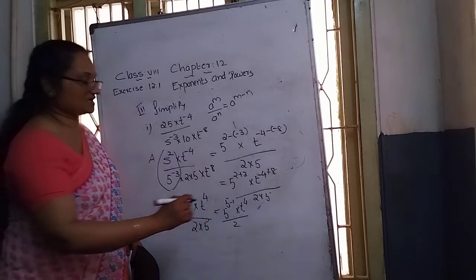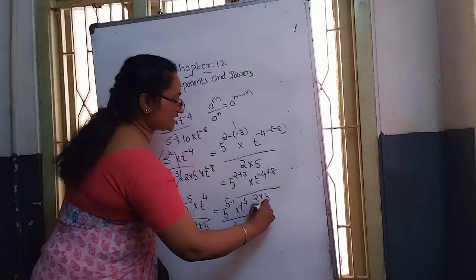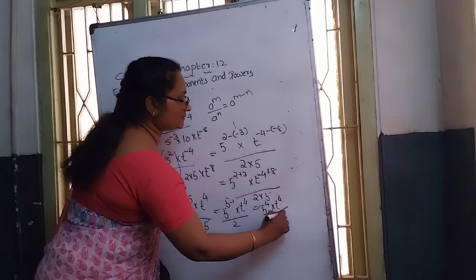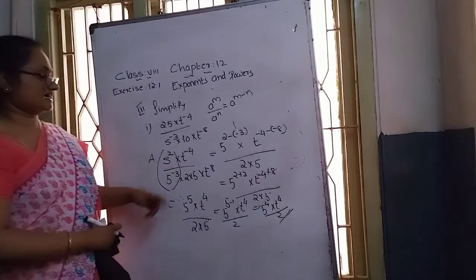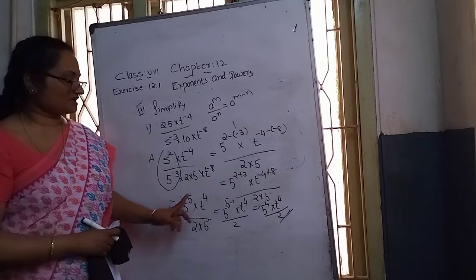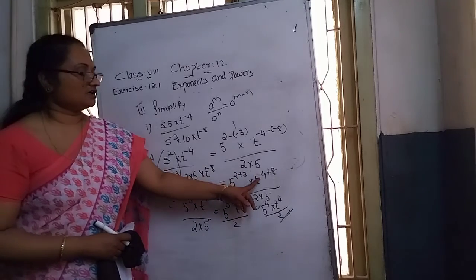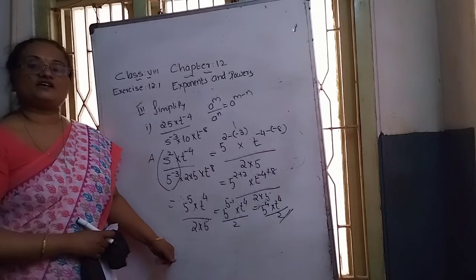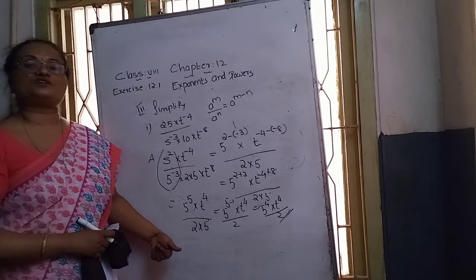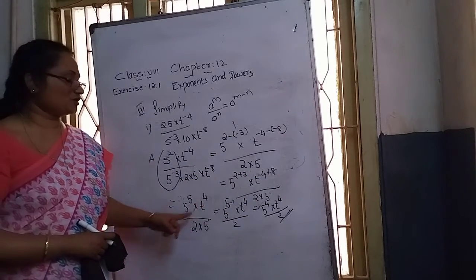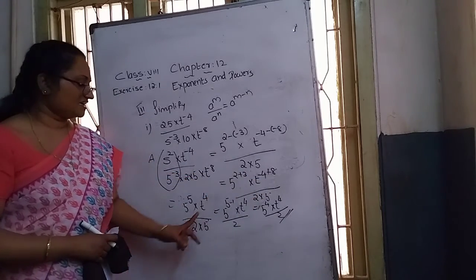So what does the final answer become? The final answer becomes 5 raised to 4 times t power 4 divided by 2. See, 5 raised to 5 is the result of 2 plus 3. For minus 4 plus 8, one is negative and the other is positive, so what do we want to do? Subtract and put the sign of the bigger number. After the subtraction, t power 4 will come, and in the denominator 2 times 5 is there.